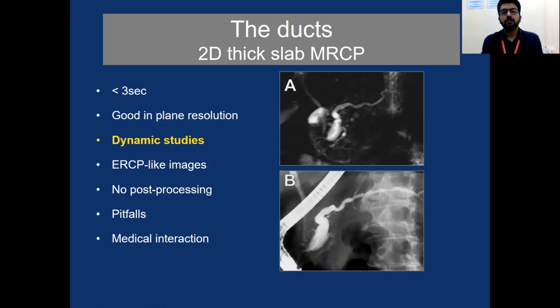Now we'll talk about the ducts. In that we do 2D thick slab MRCP. Time taken is less than 3 seconds. It has good in-plane resolution. We can do dynamic studies. ERCP-like images can be obtained. No post processing. There are certain pitfalls, and then we have medical interaction in this.